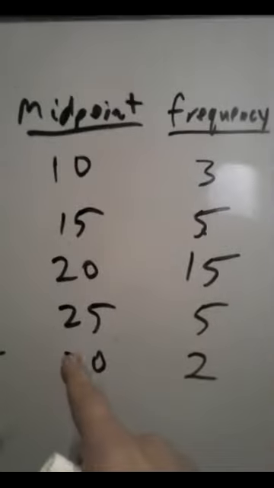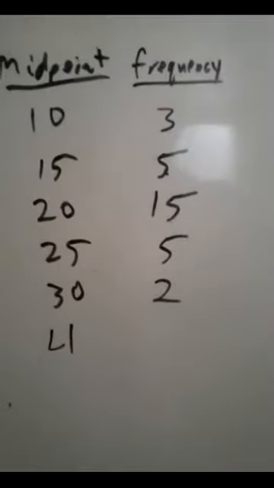Okay, instead of doing it that way, we're going to enter this in 2 lists because we've calculated the midpoints and the frequencies are already given. So we're going to put the midpoints in L1, and we're going to put the frequencies in L2.